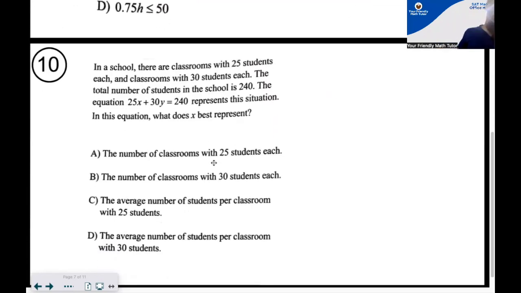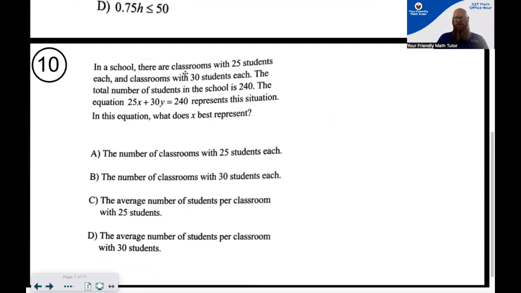Number 10. So we have another problem where we have an equation and we want to know what something represents. So here, this is a different type of one. This one is in standard form. So what we want to do is pretty much locate the x is being multiplied by 25.